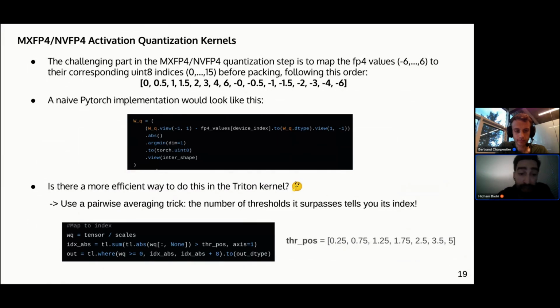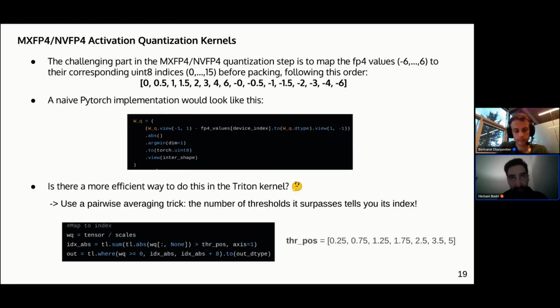But we cannot do stuff like this in Triton. We need to do it in a very efficient way. So is there a way to do this in Triton? And actually, there's a way to do it. There's this trick that you could use whenever you need to map values and you have increasing values. For example, we need to do a lookup table, but your table is actually sorted in increasing order.